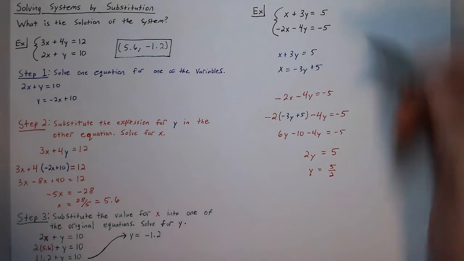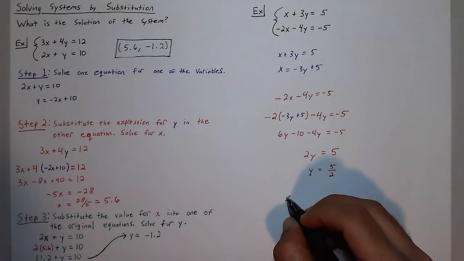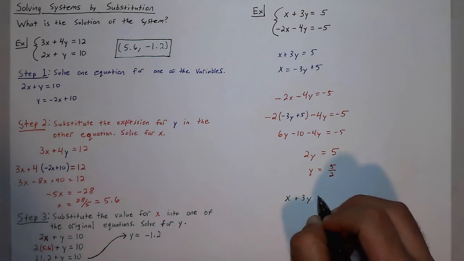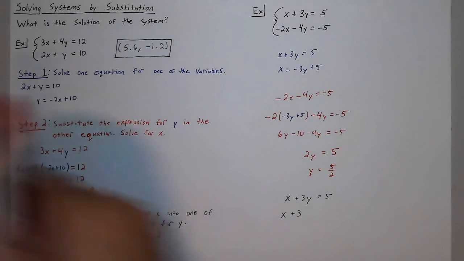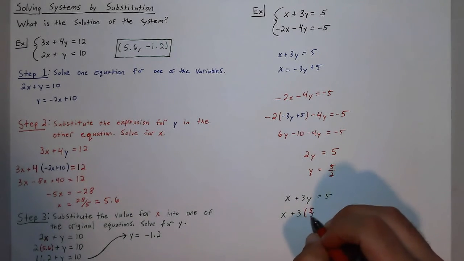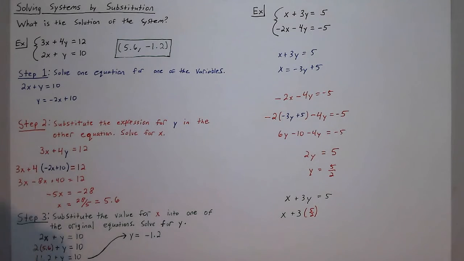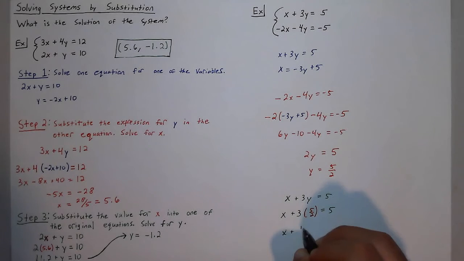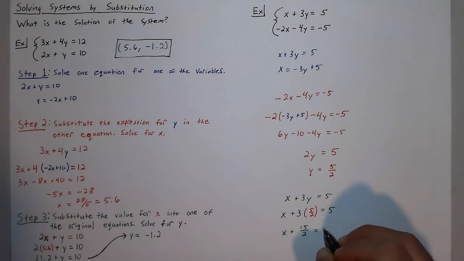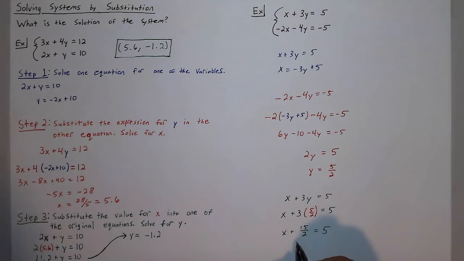I'm going to use the top equation and solve for x. Solve x plus 3y is equal to 5. Substituting in y, I have 3 times 5 halves. This gives me x plus 15 halves is equal to 5. Subtract 15 halves from both sides of the equation. I get x equal to 10 halves minus 15 halves, for a value of negative 5 halves.